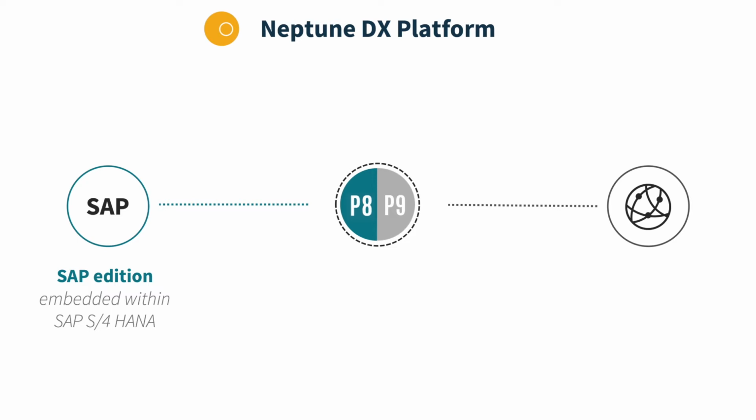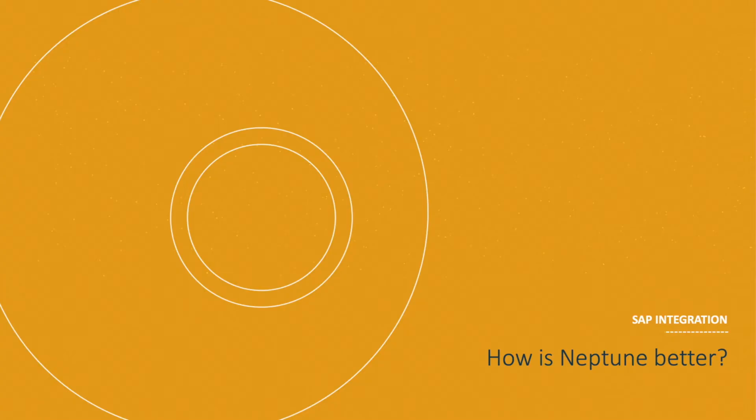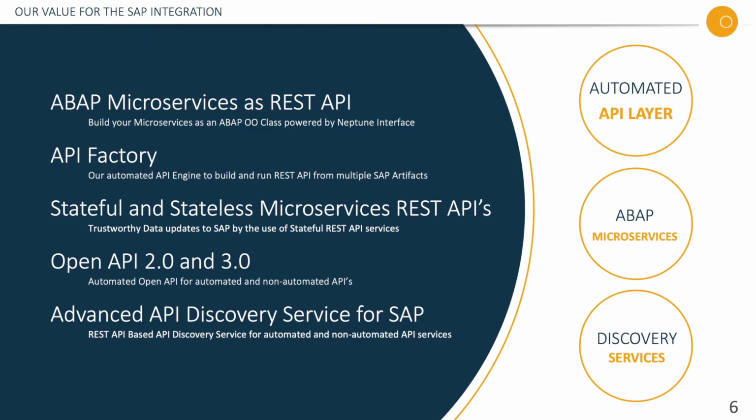By itself, it can be embedded into any SAP NetWeaver stack. It is a certified product by SAP to run on NetWeaver Stack 701, HANA Database, and S4HANA. SAP integration. How is Neptune better? Our value for the SAP integration starts from the fact that our solution does not integrate with SAP.